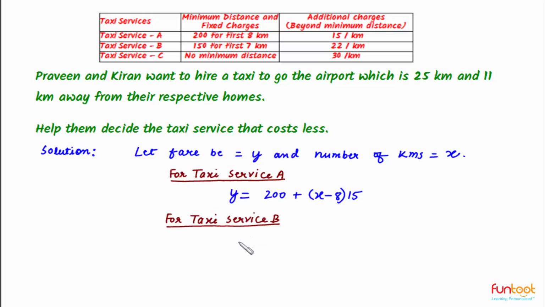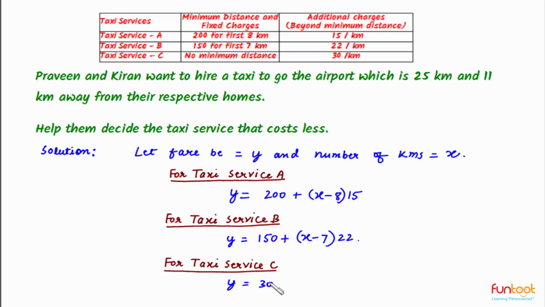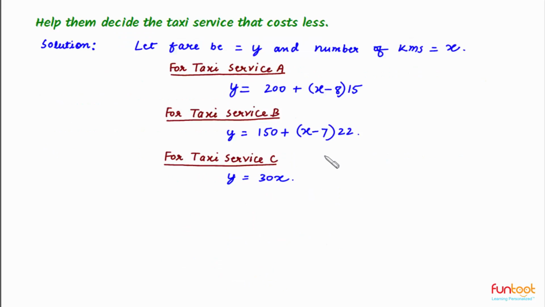Similarly, for taxi service B, y will be equal to 150 plus x minus 7 into 22. And for taxi service C, there is no minimum distance, rate is 30 rupees per kilometer. So for taxi service C, y will be equal to 30x. Based on these 3 equations, let's draw the graph.